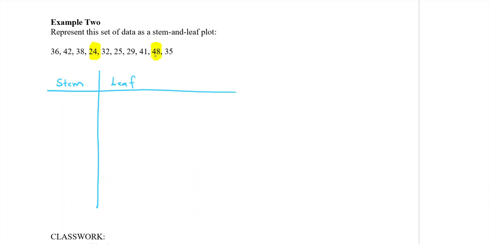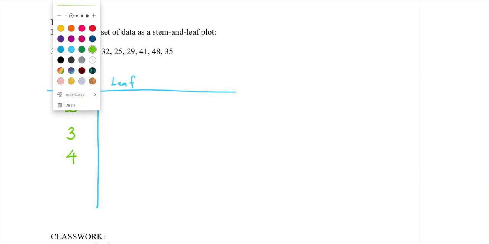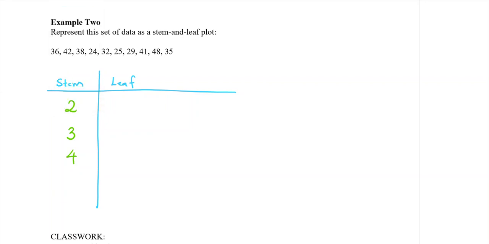Okay, so they're telling me the numbers that I need to use for my stem. So 20s, 30s, and 40s. So 2, 3, and 4. Okay, now because we're only going to do this once, we have to make sure that we put them all in order as we go. So what I would do is I'm looking for all my 20s first. So I'm going to go through and circle them.